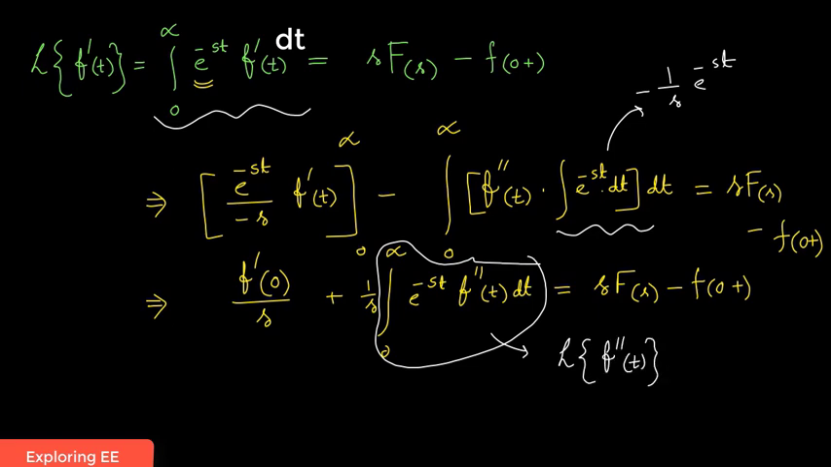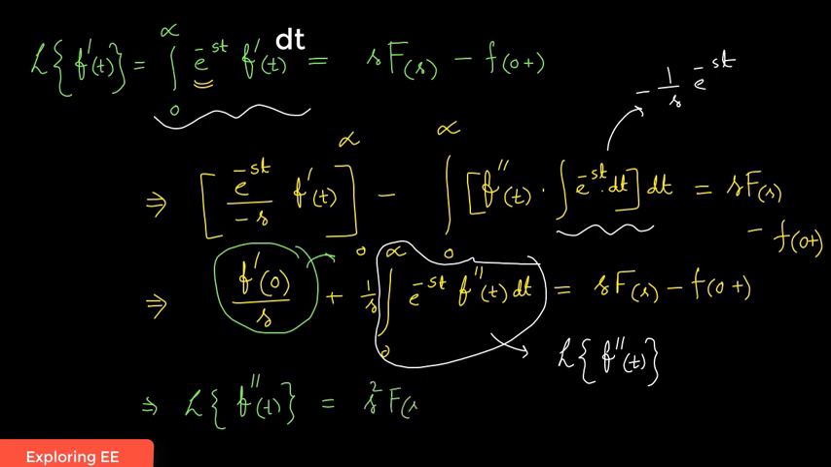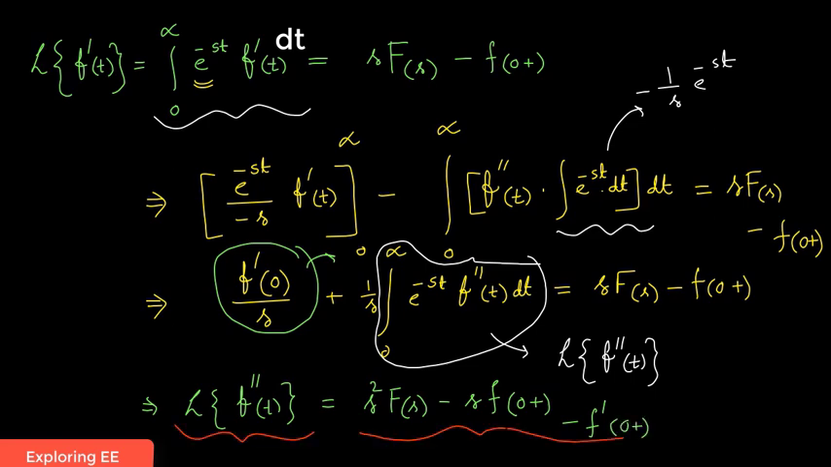So rearranging the terms, we can write down Laplace of f double dash t is equal to, this term is shifted to the right hand side, so we get s square F(s) minus s f(0 plus) minus f dash 0 plus. So this is the expression of Laplace of the second order derivative of a function f(t).